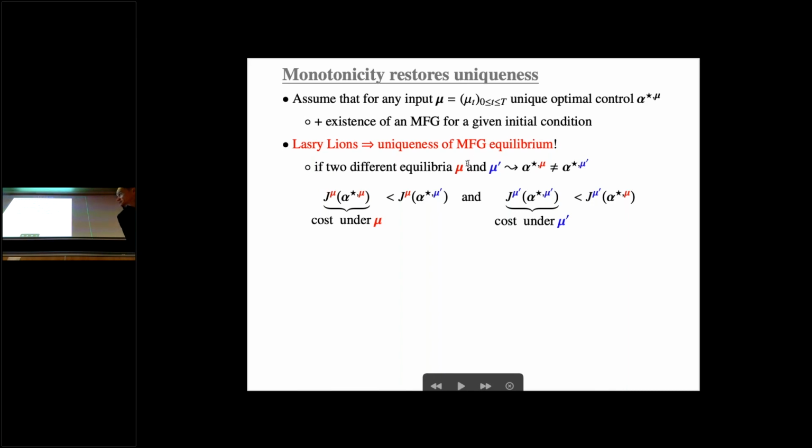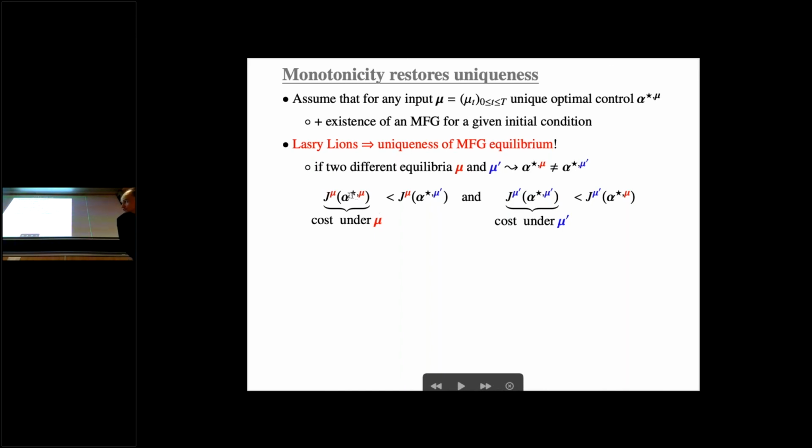So you take two possible equilibria, mu and mu prime. Mu in red, mu prime in blue, and I will try to keep these colors till the end of this proof. And so I have two equilibria strategies. Alpha star mu, this is the best response under the environment mu, and alpha star mu prime, this is the best response in the environment mu prime.